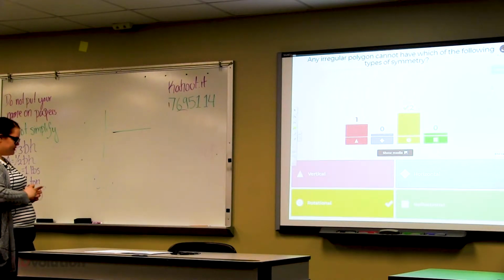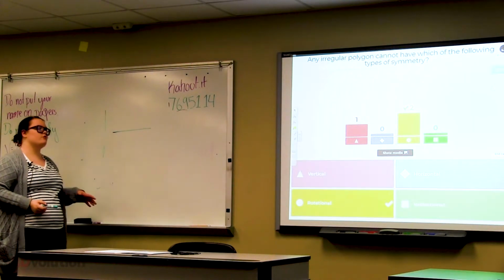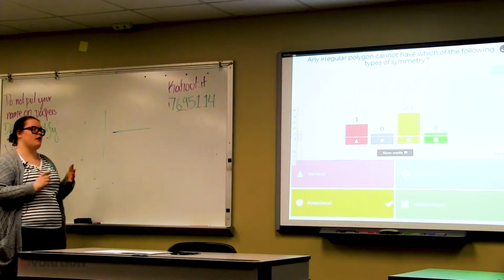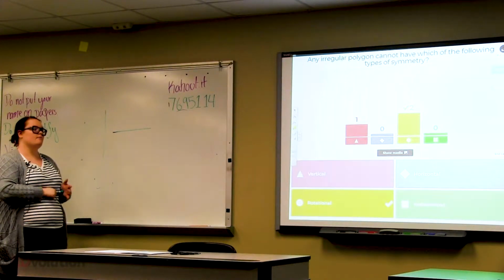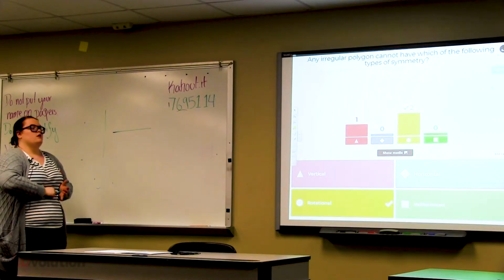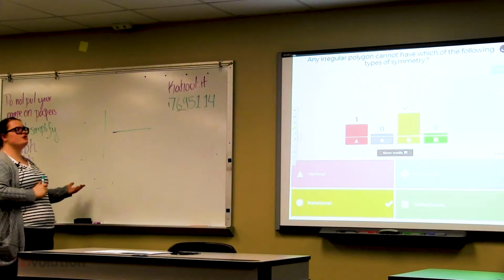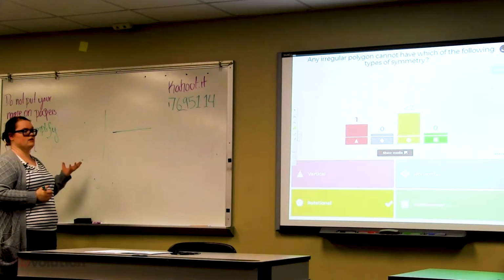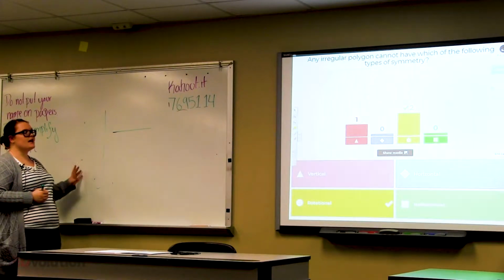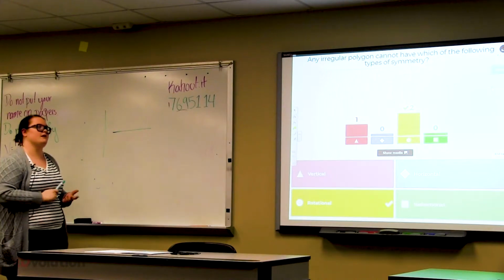However, rotational symmetry has to have all of the other components. So in order for you to have rotational symmetry, it also must be vertical, horizontal, or reflectional. So with an irregular polygon, it could be true that it could have vertical symmetry at some point. It could have horizontal, but it's not going to have all of them. And that's why it could not be rotational.